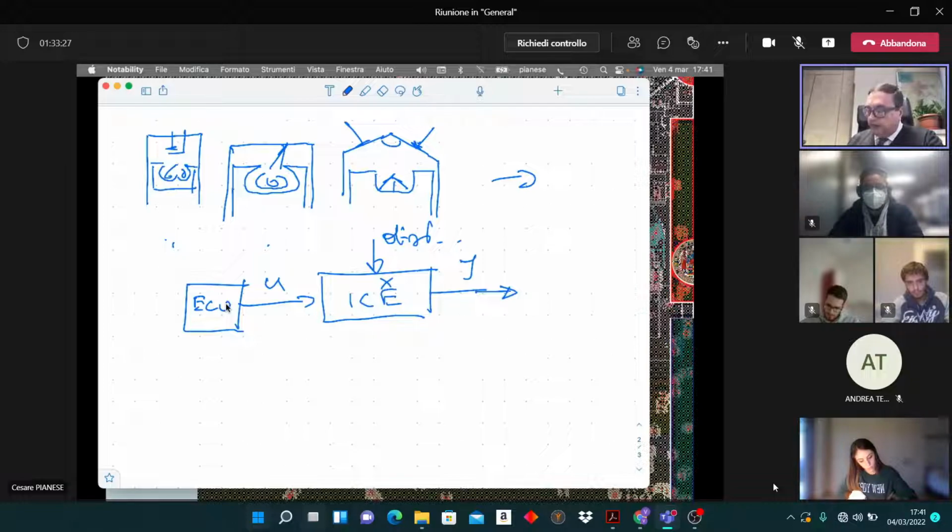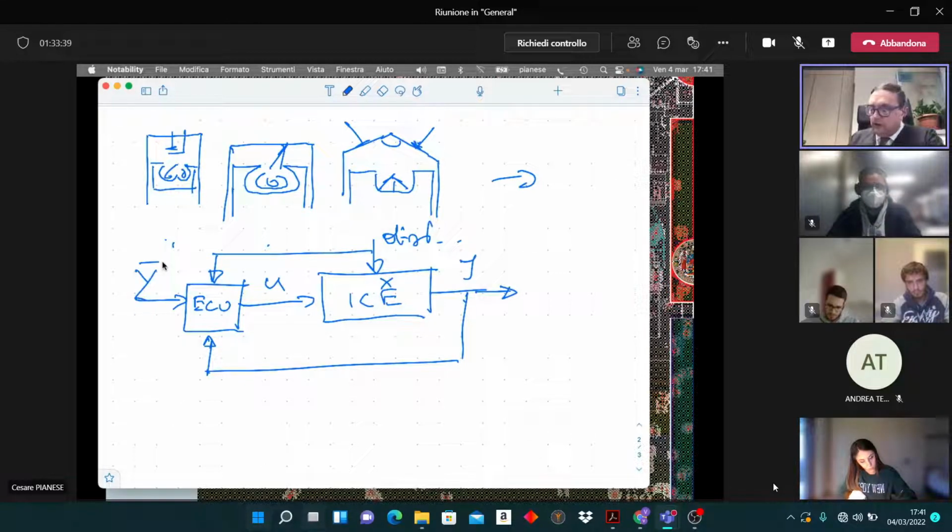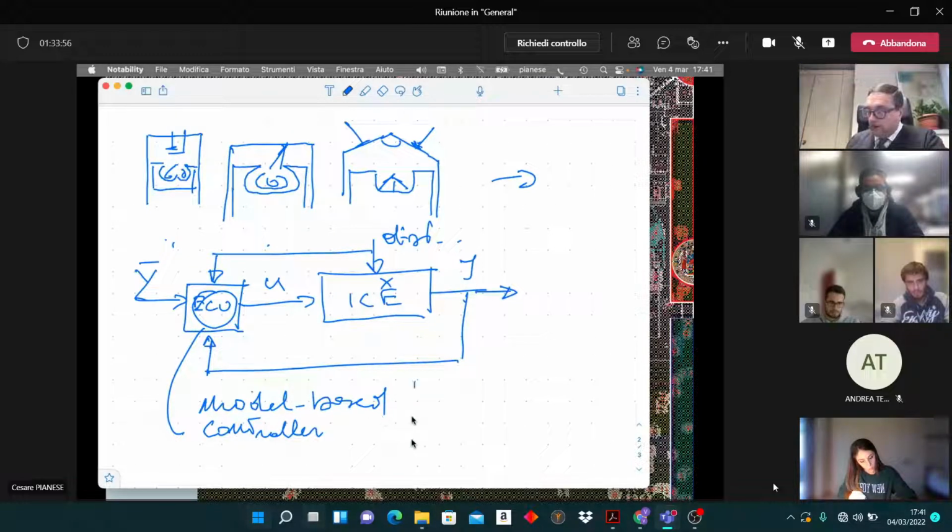The electronic control unit reads this information, and may take information from the disturbance. This is your target, and then here there is a controller, basically a model-based controller, or you may have maps or a PID controller. So what is the main problem?